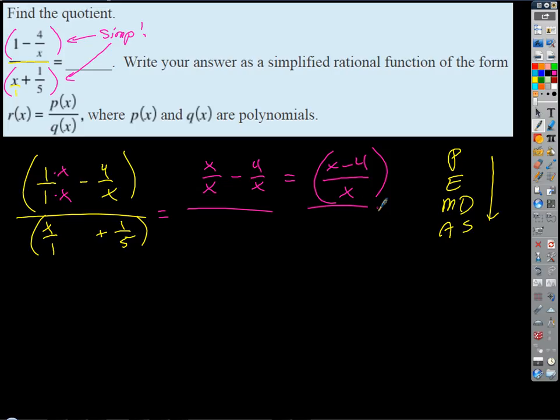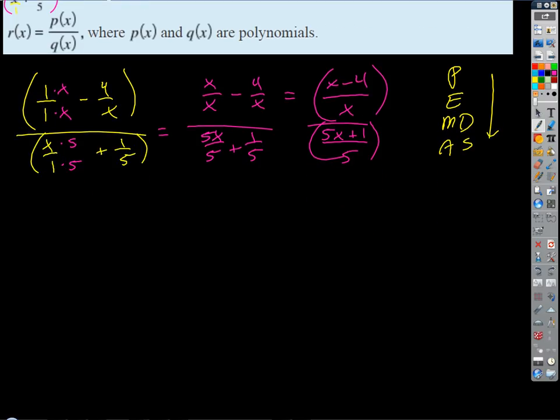Okay, what about the bottom? What's my common denominator going to be on the bottom? 5. Yeah, so I just have to multiply this guy by 5 over 5. And then what's that give me? On the bottom, I'm going to get 5x over 5 plus 1 over 5, which is just 5x plus 1 over 5, right? Make sense? So I made the top into one big fraction and the bottom into one big fraction. I did parentheses. Now all I've got to do is flip and multiply by the bottom.